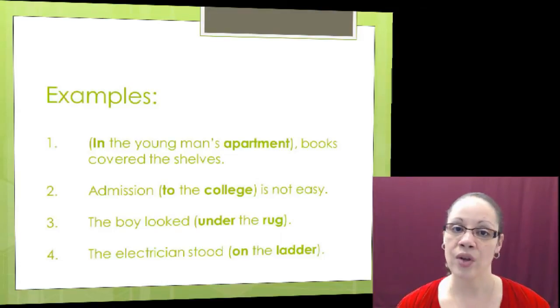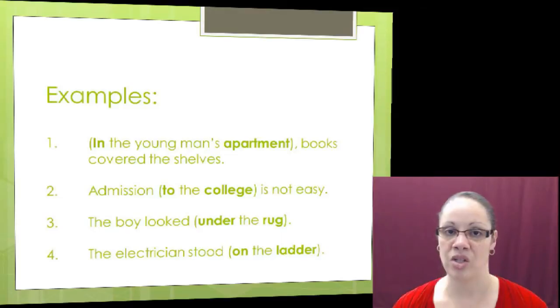And I do have the word the between those 2 words, and that's perfectly fine. The boy looked under the rug. Looked is my verb. Boy is my subject. Where did the boy look? Under the rug. Under the rug is my prepositional phrase. Under is my preposition. Rug is my object of the preposition. And again, rug is a noun that's serving as the object of the preposition.